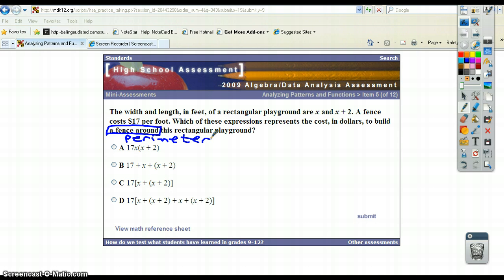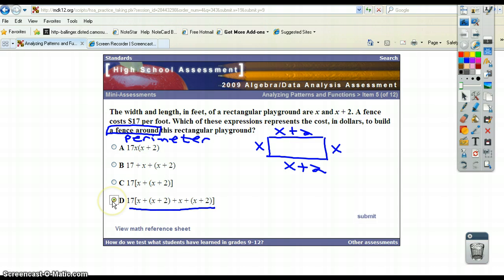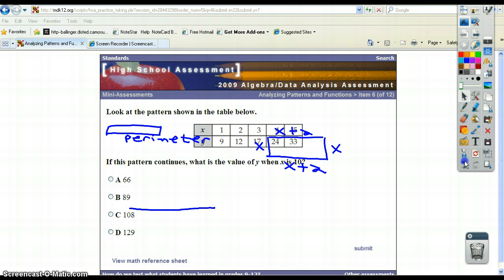To find the perimeter of a rectangle, you have to add both of the sides twice, because they have 2 sets of equal sides. So one side is x, one side is x plus 2. That means this side is x, and this side is also x plus 2. So we have to add all 4 of those sides and then multiply that by the cost of 17 per foot. So we're looking at this one down here. Mark it, move on, and we'll clear the annotations.